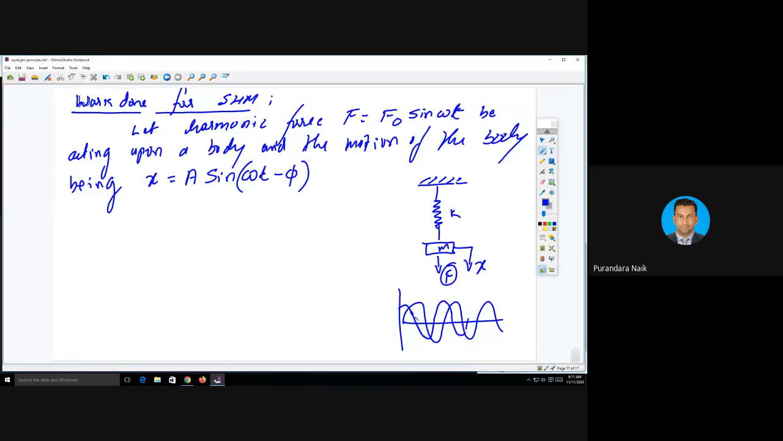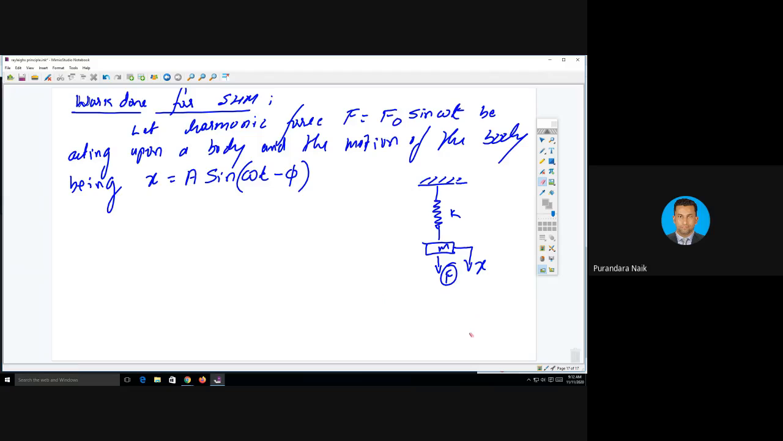See, +phi is nothing but this one. Okay, so it starts from 0, then it is omega t minus or omega t plus 0. So if it starts early, then it is minus, right? If it starts late, then it is plus. So the curve will be like this. It is a phase difference.